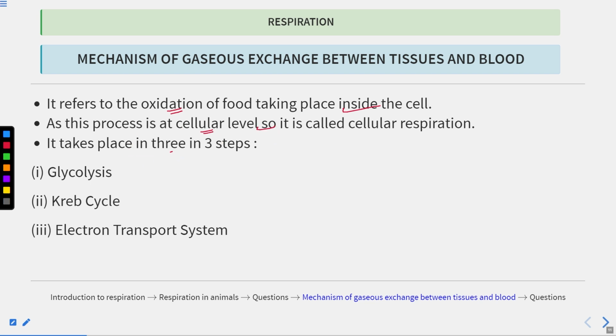It takes place in 3 steps. So cellular respiration is divided into 3 steps. So here we are talking about which kind of respiration? Aerobic respiration.